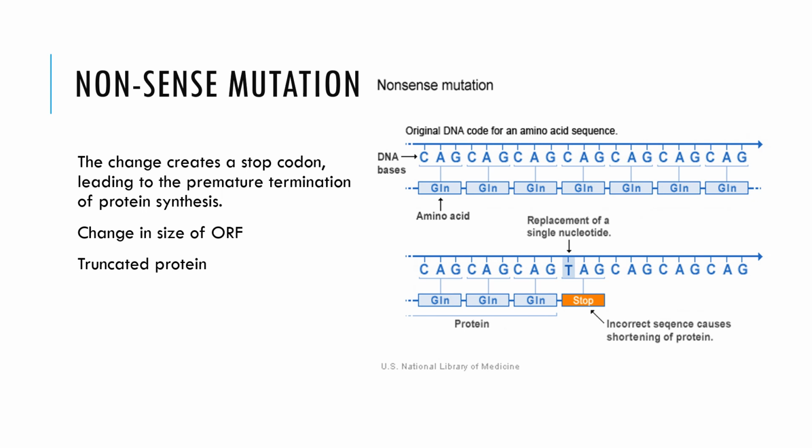Next, another type of base substitution is the nonsense mutation. What is nonsense mutation? The change creates a stop codon. This is very important: a stop codon, leading to the premature termination of protein synthesis. As you can see here, it's the original strand of DNA, and in the original strand all amino acids are present. As you can see in this diagram, the open reading frame of the protein is large in size. So this is the open reading frame.